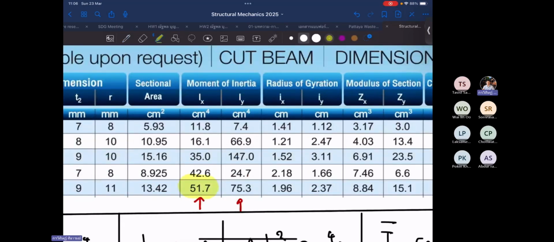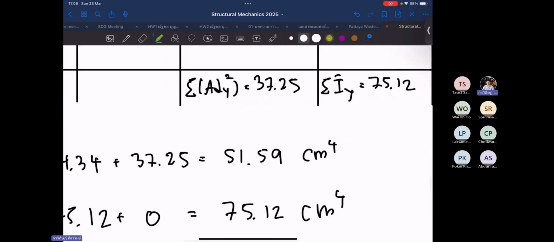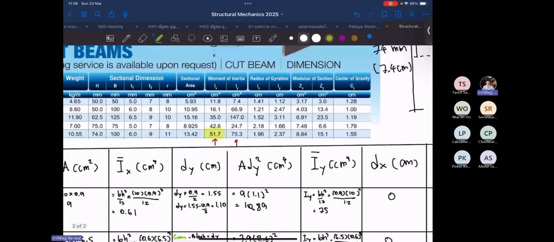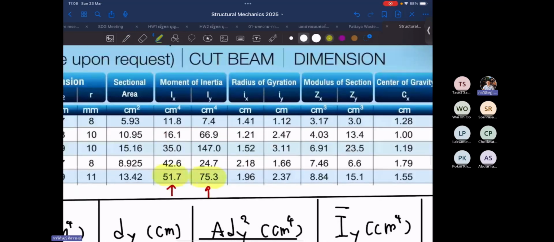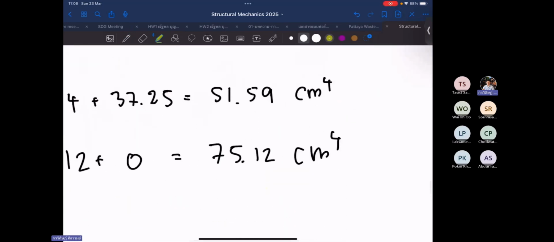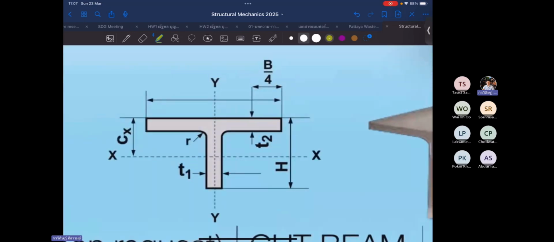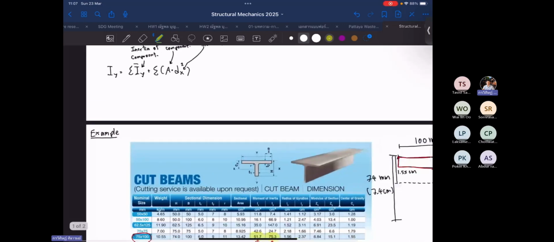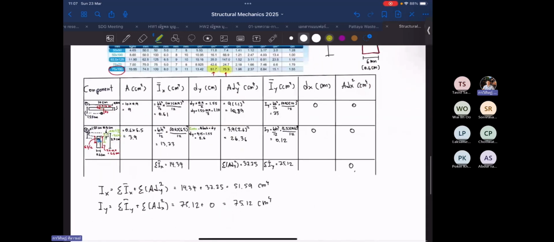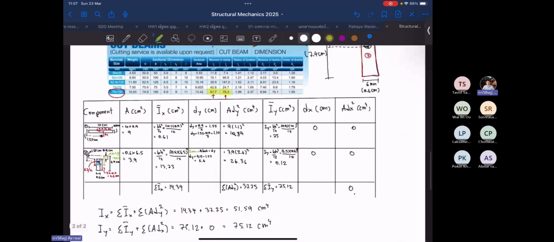Ix in the table is 51.7. Our calculation is 51.59, acceptable. And for the moment of inertia in the y direction, the table gives 75.3. Our calculation is 75.12. Okay, acceptable. As I said, this one will be smaller than the table because we neglect the curvature part of the steel. This is the one we use to determine the moment of inertia of the section.